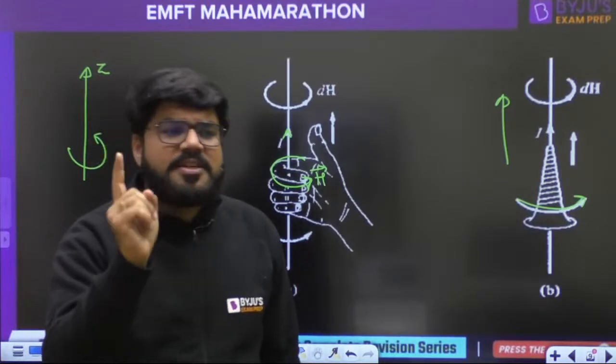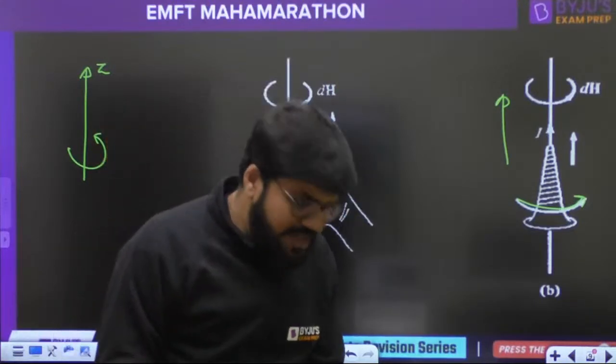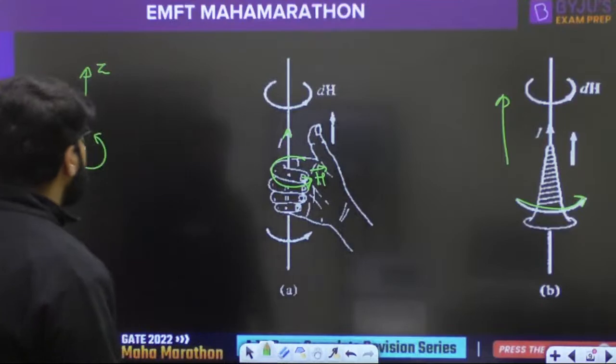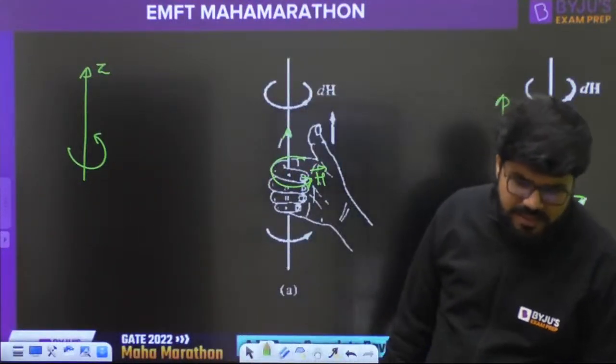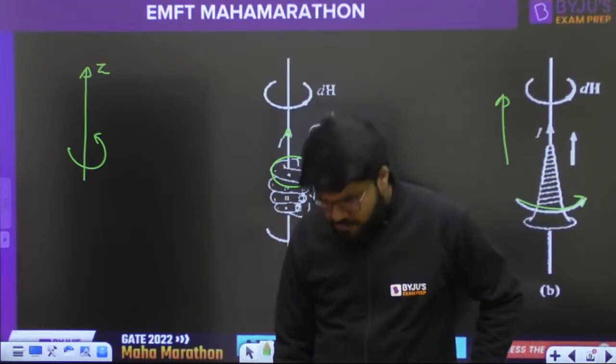What is the circular direction about the z-axis known as? First you guys comment and then I will let you know. What is the circular direction about the z-axis known as? Everybody, I am looking for your comments.